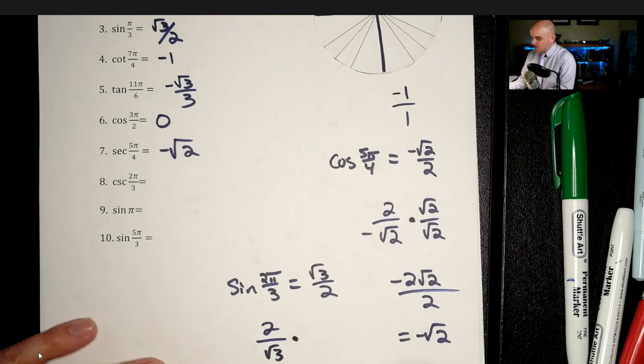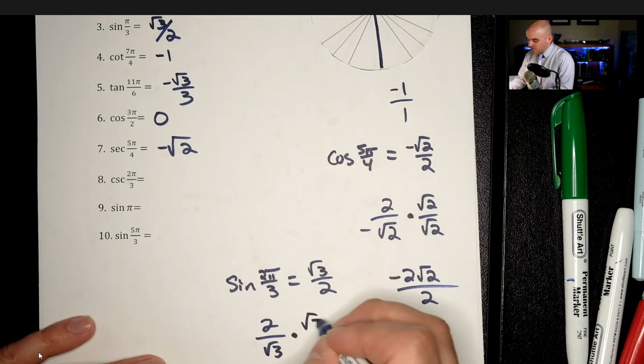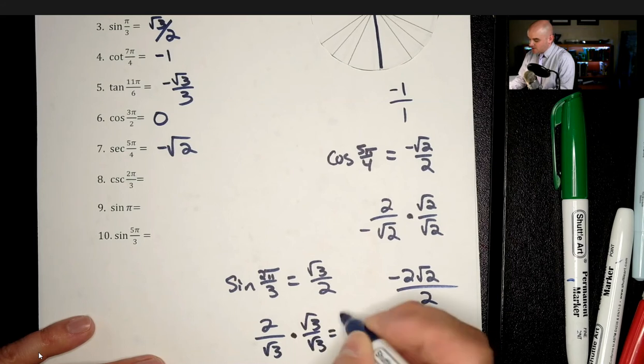And once again, I'm happy for the reciprocal ratios if you leave it like that. But if that just bothers you, then rationalize it. So we get 2 √3 over 3.